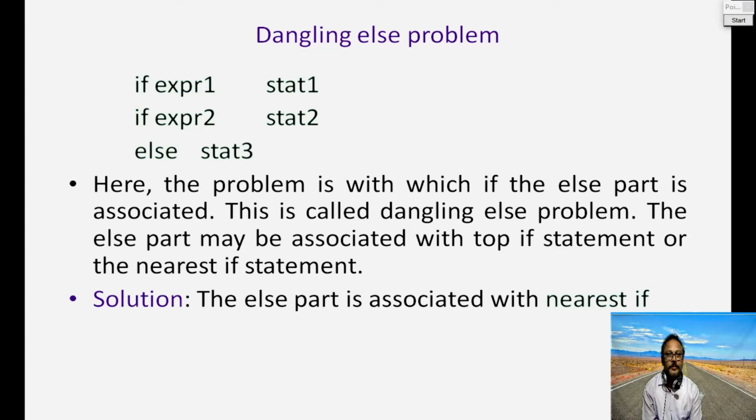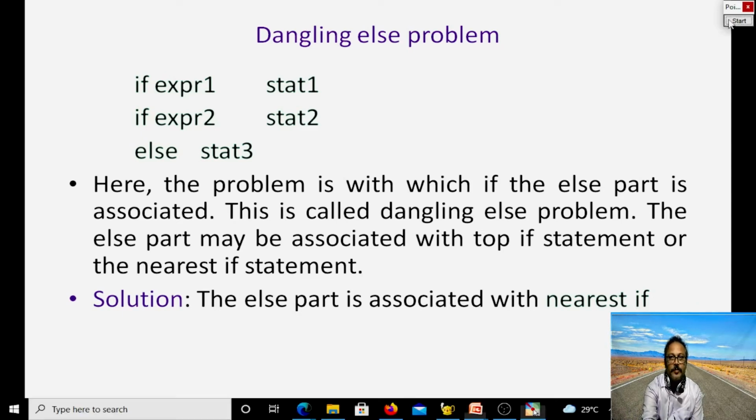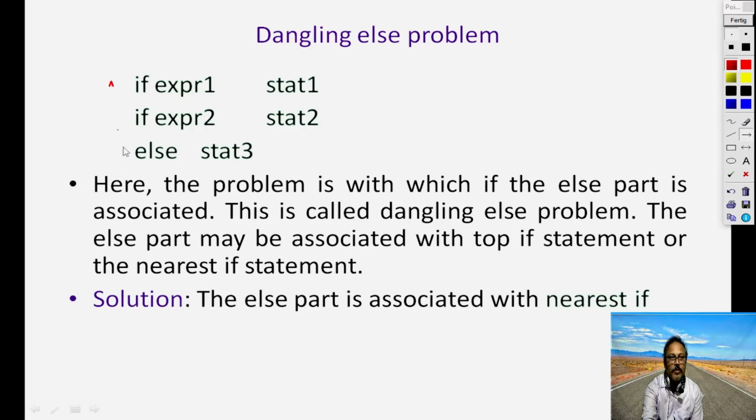Dangling else problem. Observe it carefully; it may not be present in many textbooks. What exactly is the dangling else problem? Here you can see: if expression 1, statement 1; if expression 2, statement 2, else statement 3. Now there are two ifs and one else. The question is, with which if is this else associated? Is it associated with this if or with this if?